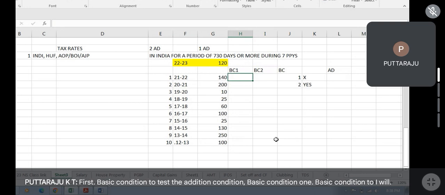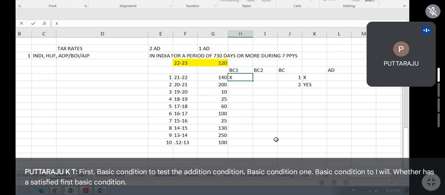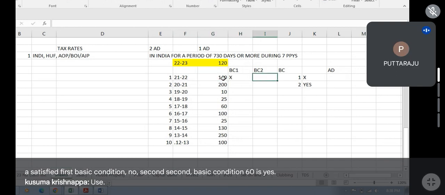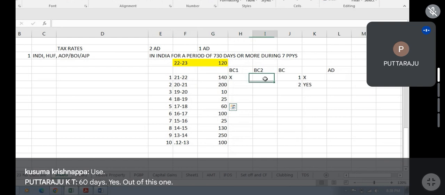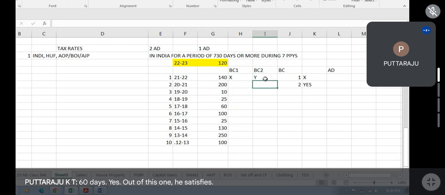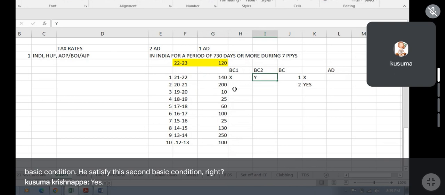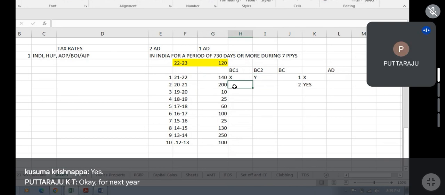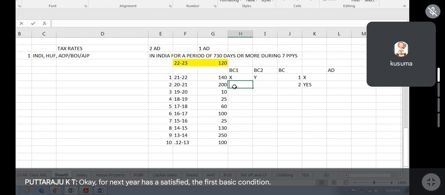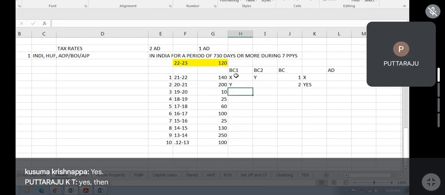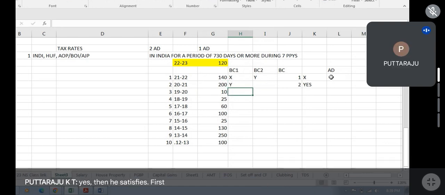Has he satisfied the first basic condition? No. Second basic condition, 60 days? Yes. So for this year he doesn't satisfy the first basic condition, but he satisfies the second basic condition. Right? Yes, sir. Okay, for the next year, has he satisfied the first basic condition? Yes. Then he satisfies the first additional condition.